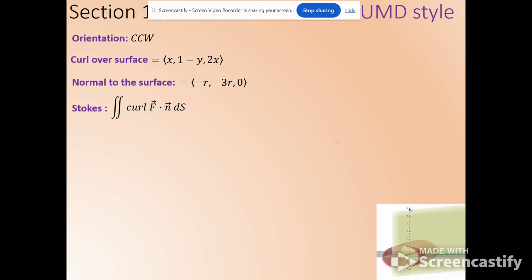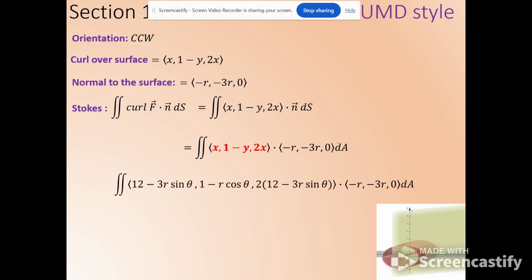They gave me a line integral. They asked me to use Stokes to find the double integral that would give me the same result. So there's my curl. I put in my n, but notice that I've got to change my x and my y's. So x, remember, was equal to 12 minus 3y, and this is 1 minus y, and this is 2 times x.